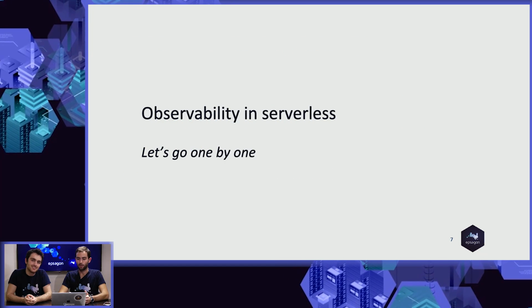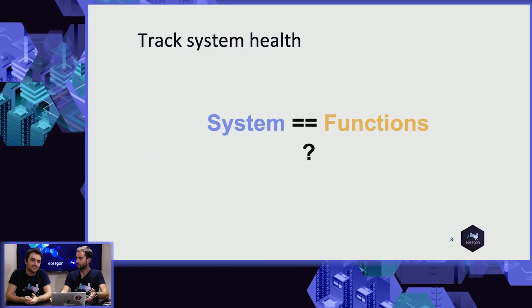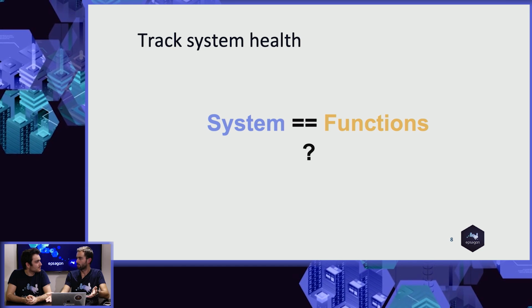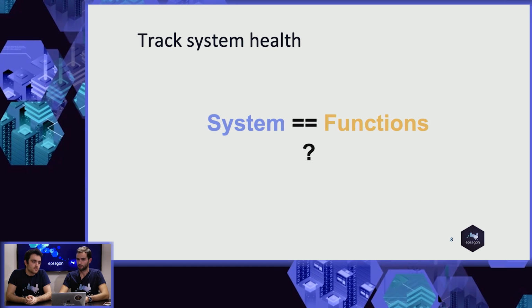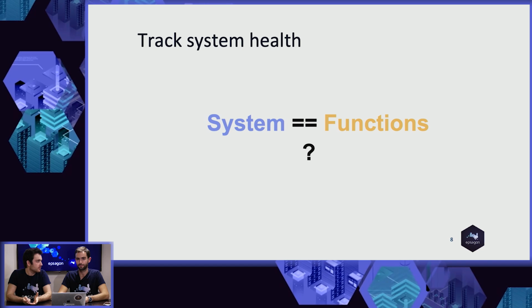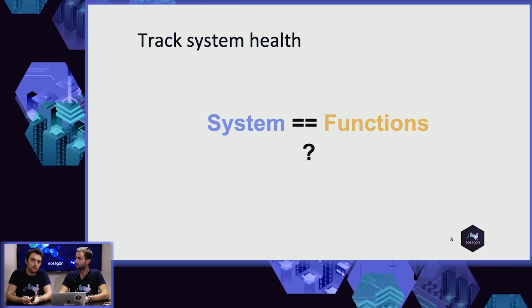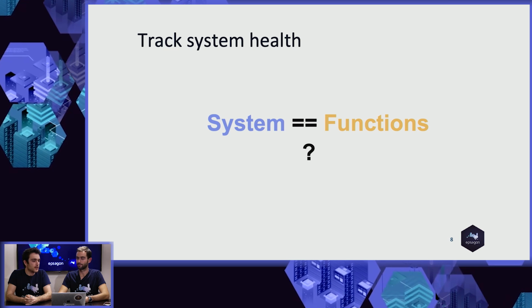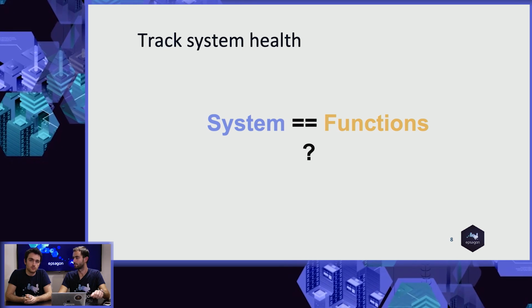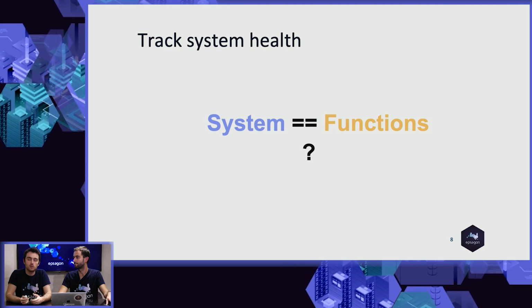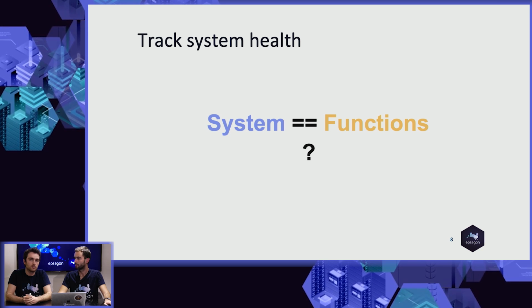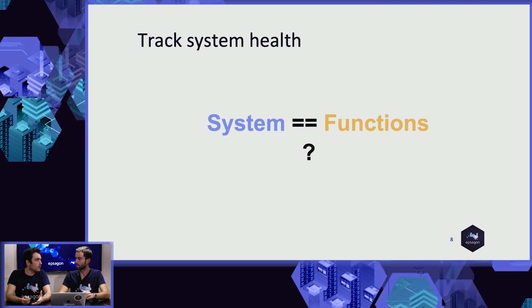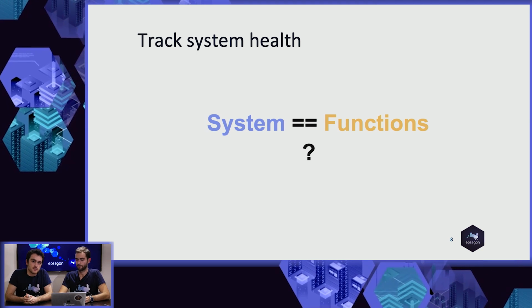So let's go one by one, and let's start with tracking the system health. What does it mean to have a system in serverless? The first question we have to ask ourselves is, what is our system? In order to track the health of our system, we have to understand what our system is. The first answer that comes to mind is that it's just a list of our functions. If we monitor all of the functions in our AWS account, we will be able to understand the behavior of our system.